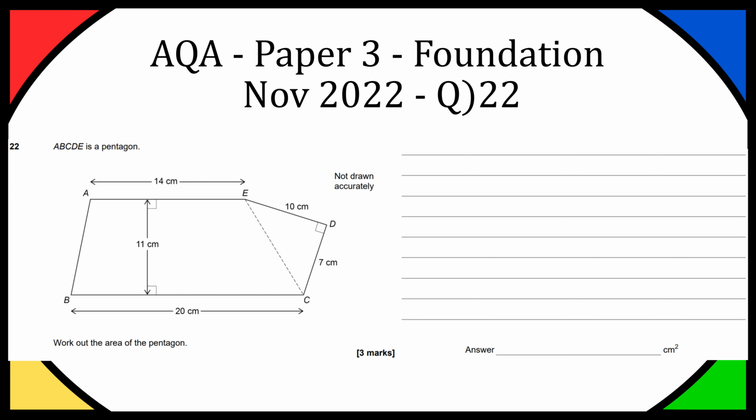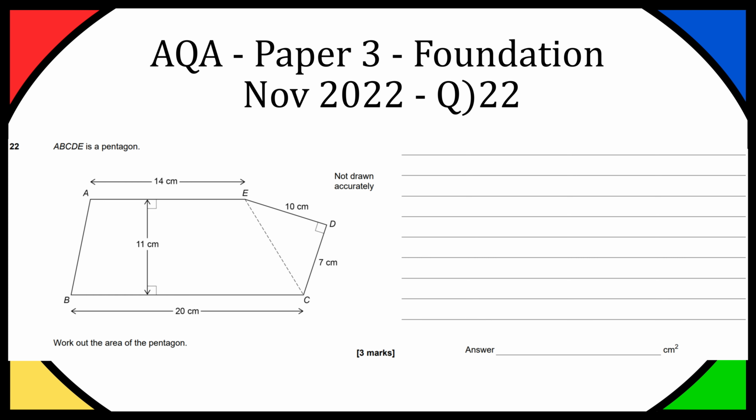So question 22 says, ABCDE is a pentagon. For those of you who don't know, a pentagon is a 5-sided shape. It says it's not drawn accurately, and we have a few different length sides, and we have the height, so we have a lot of different measurements. And it says work out the area of the pentagon.